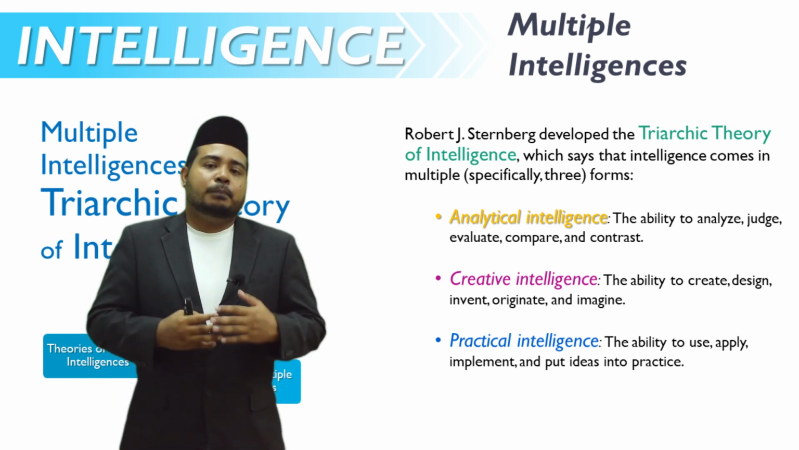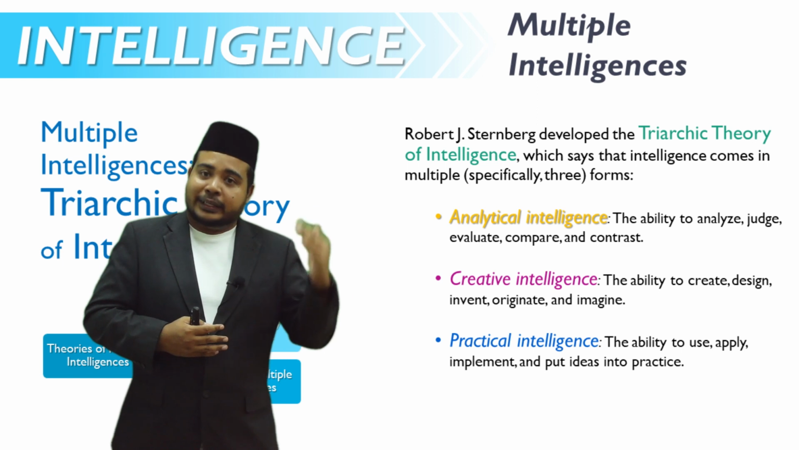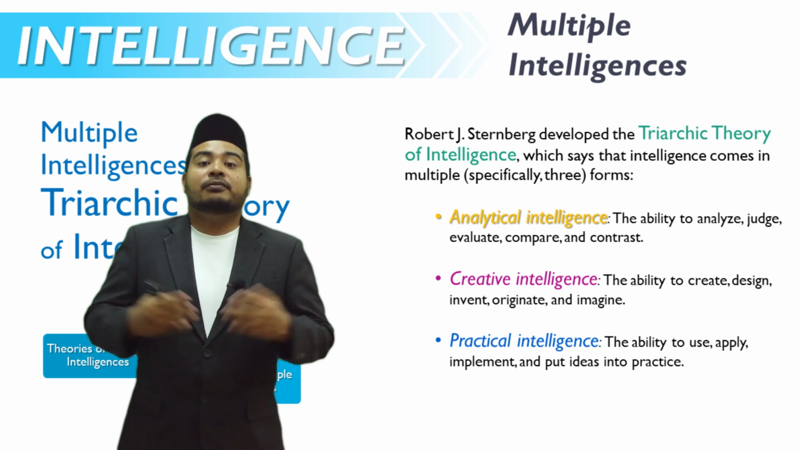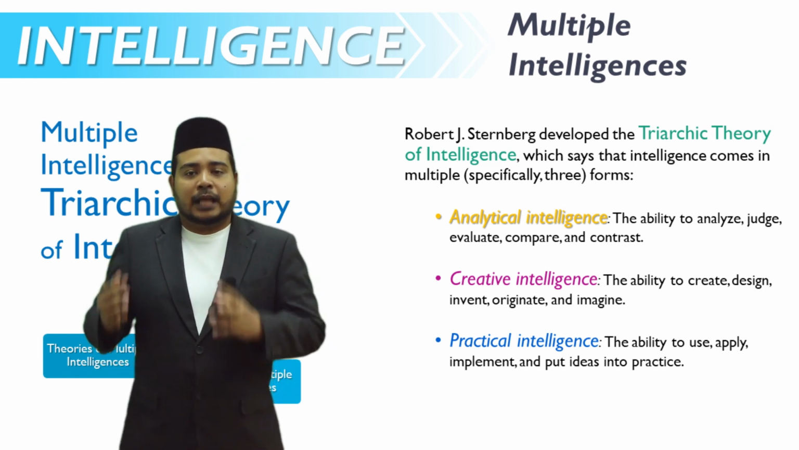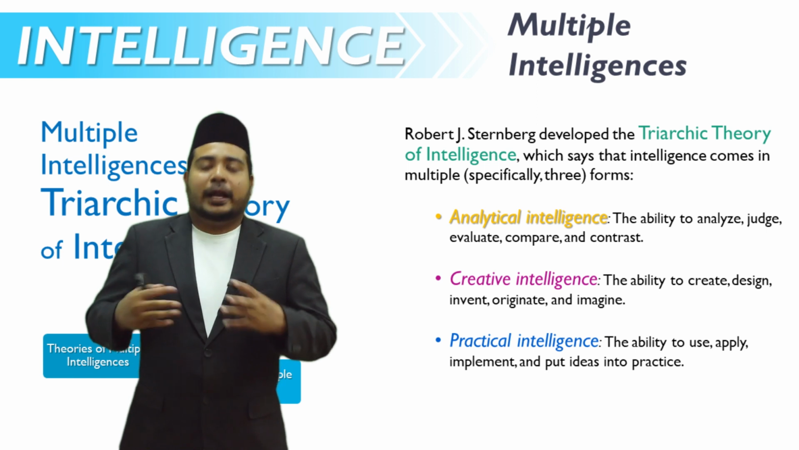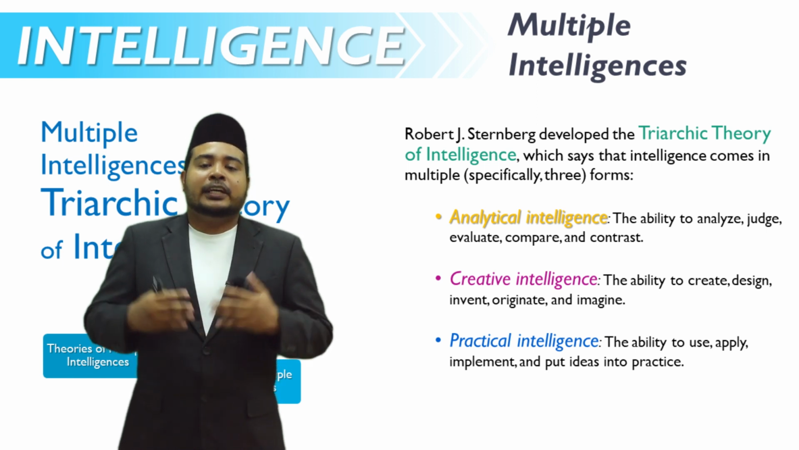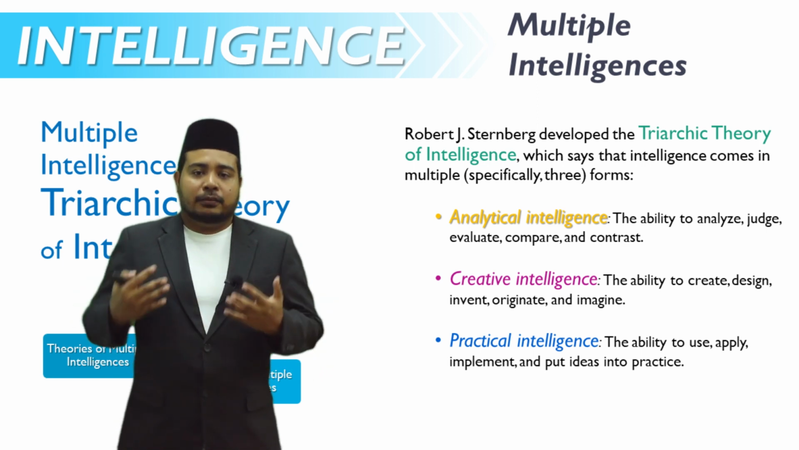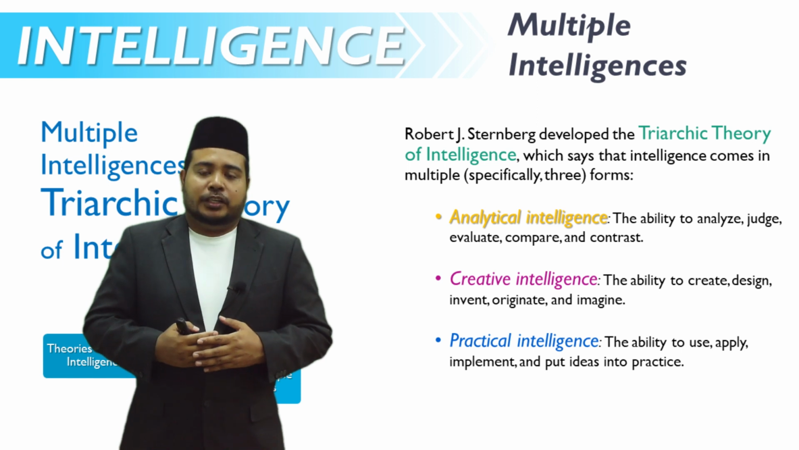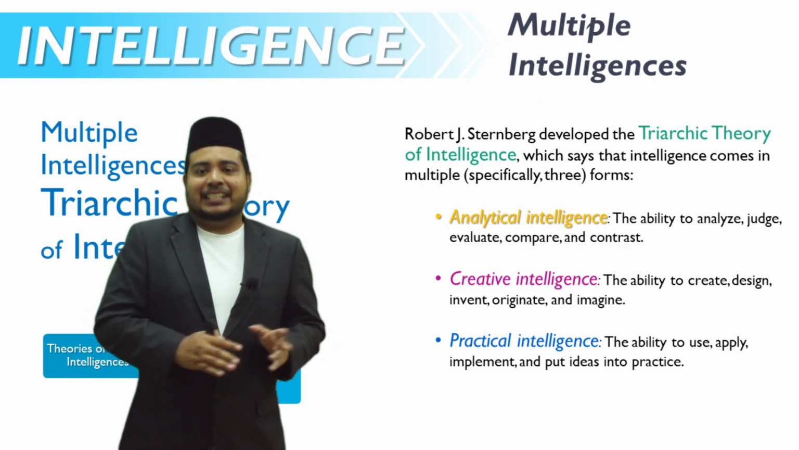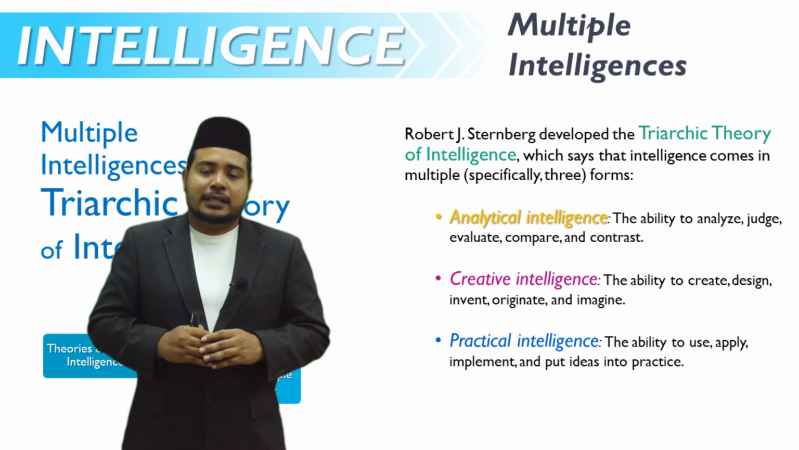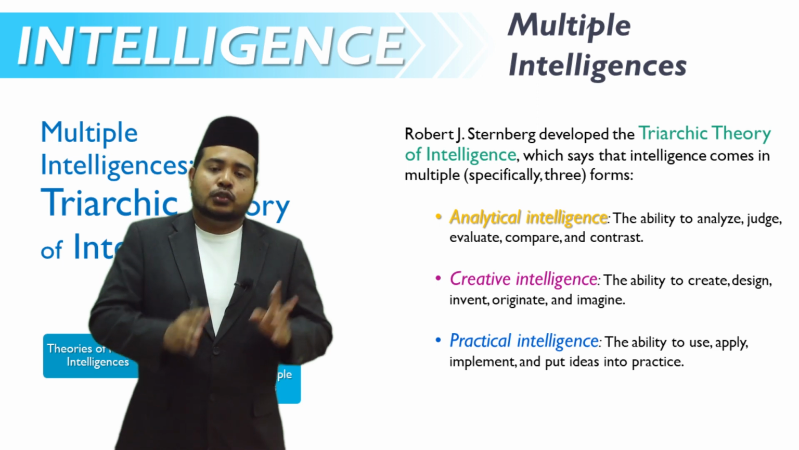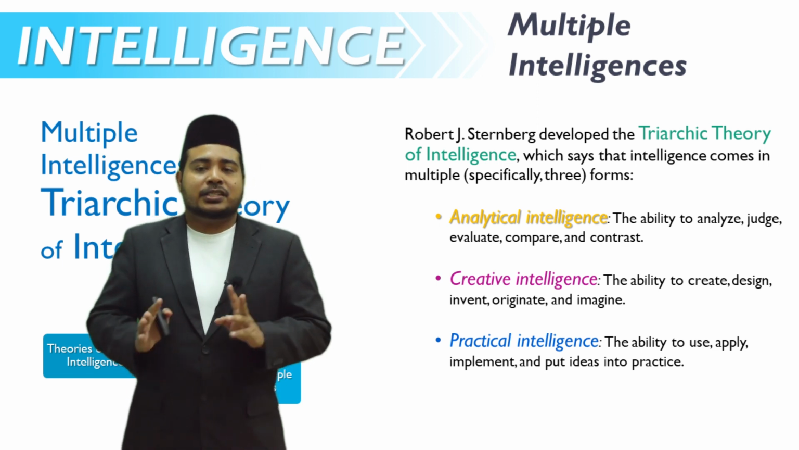So sometimes even people who have high IQ, analytical intelligence, are not creative persons. They are unable to invent, for example. So this is a type of intelligence that depends on people's creative ability. The ability to create, design, invent, originate, and imagine. And the last type of intelligence under the triarchic theory of intelligence is practical intelligence. The ability to use, to apply, to implement, and to put ideas into practice.